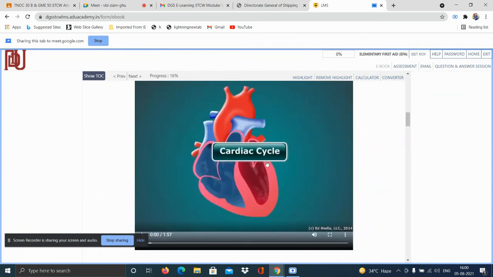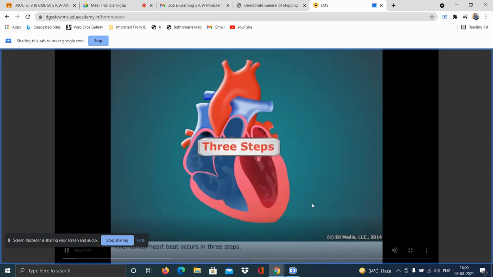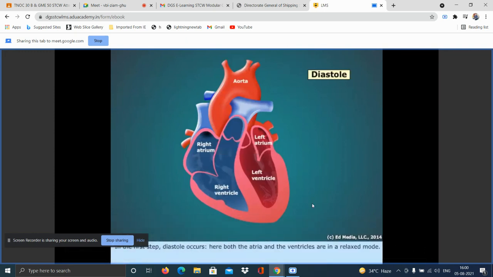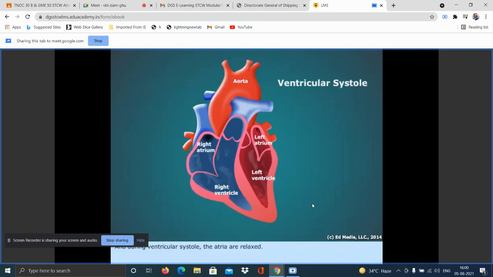Yes, the cardiac cycle. The human heartbeat occurs in 3 steps. In the first step, diastole occurs. Here, both the atria and the ventricles are in a relaxed mode. During atrial systole, the ventricles are relaxed. And during ventricular systole, the atria are relaxed.